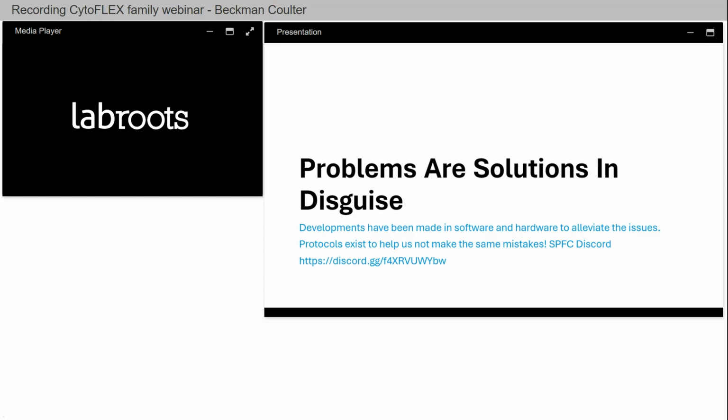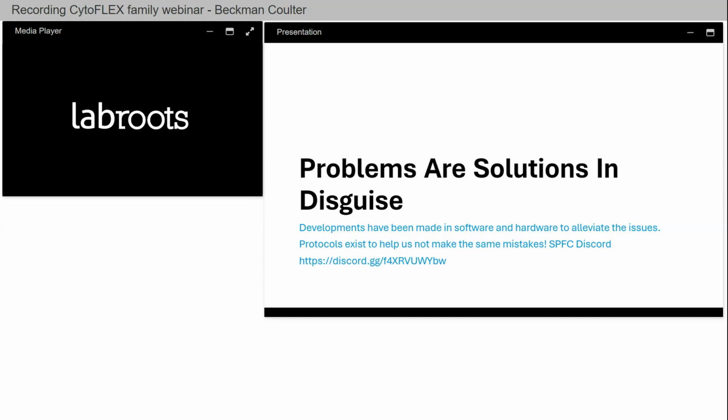You could find ways to change hardware settings in order to become a bit more centric to small particle detection. And again, I put in here that there's tons of protocols now that help us not make the same mistakes that others have, such as myself.